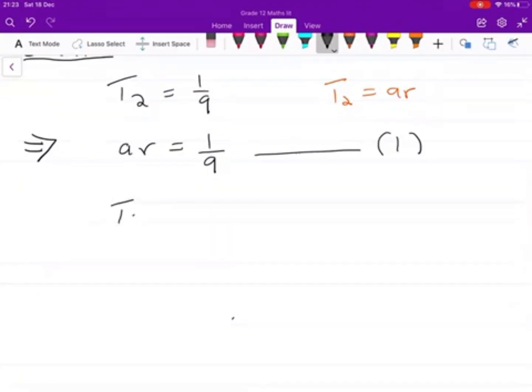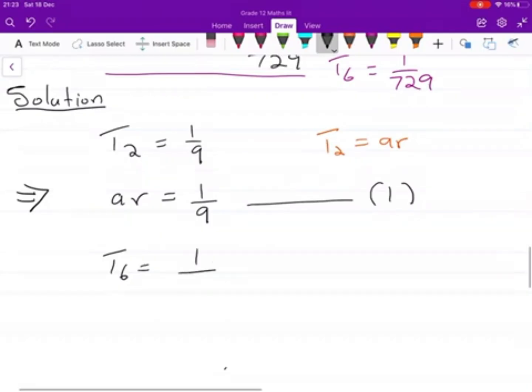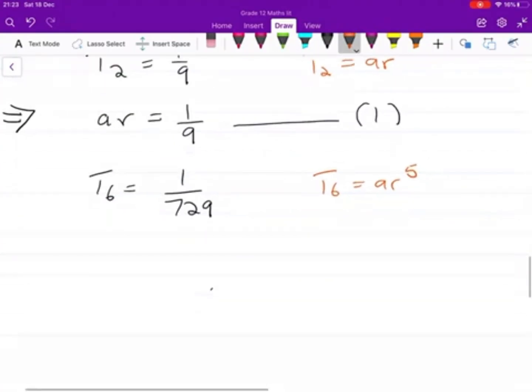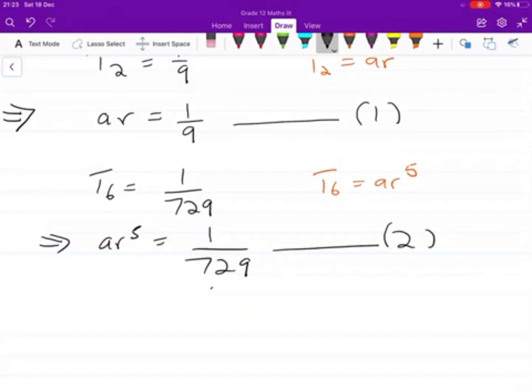We are given the sixth term, and we are told that the sixth term is 1 over 729. What do we know? We know that T6 is the same as AR to the exponent 5. So this therefore implies that AR to the exponent 5 is equal to 1 over 729. Because I can't solve that further, I call that equation 2.